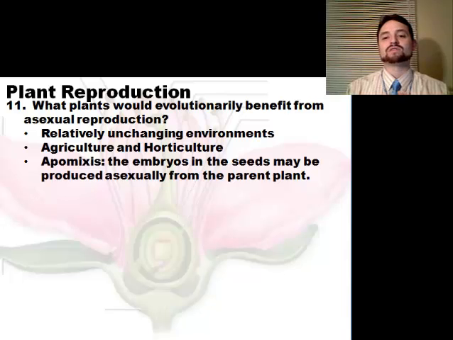Apomixis, the embryos and seeds, may be produced asexually from the plant, the parent plant. You see this in some plants, not a ton. In like bananas, you'll see asexual reproduction. This is really where you get budding developing. So a little baby tree will start growing beside the big parent tree, and that tree is actually identical. It's asexual reproduction, identical to the parent. In essence, it's a clone, and you can cut that and take it and plant it in another area.